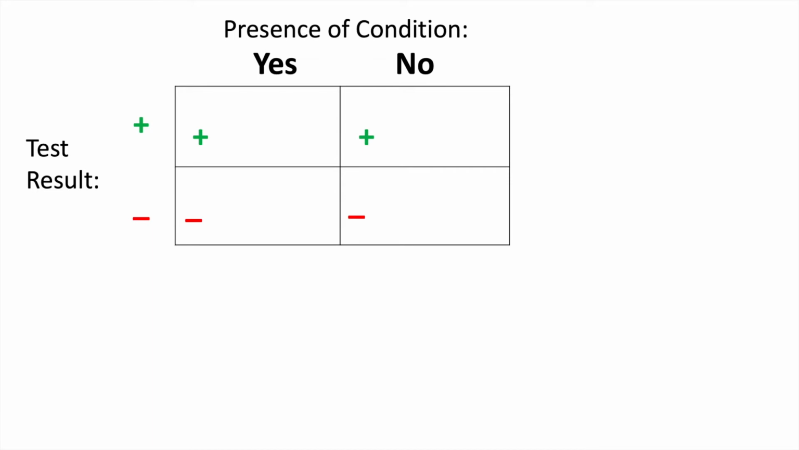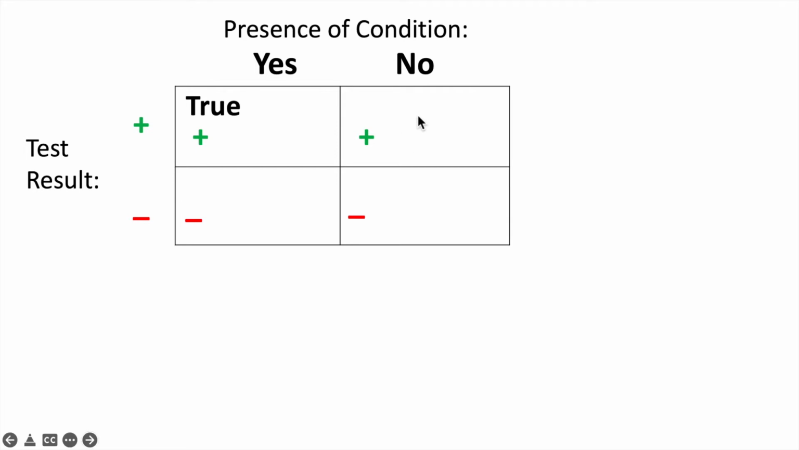Now let's label each box. So if the test result comes back positive and the person indeed has the condition, which means yes for the presence of condition, then the test was true. It truly tested a positive, which means the person truly has the condition.